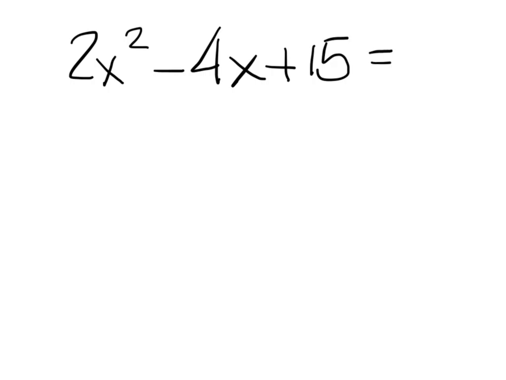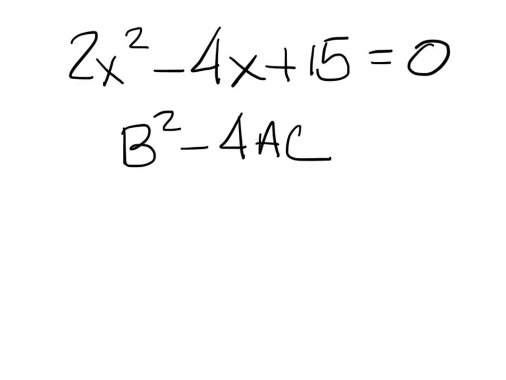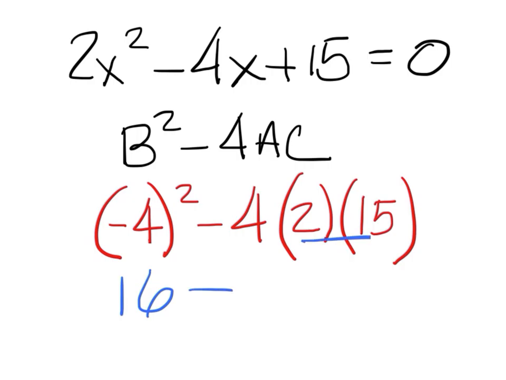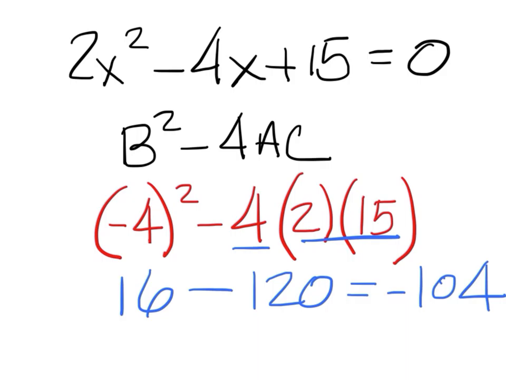Alright, here is another one, and this one is 2x squared minus 4x plus 15 equals 0. You have to use the discriminant to figure out how many solutions there are. What is b? Negative 4, and you have to square it. What is a? 2, and what is c? 15. So if we simplify, we get 16 minus 30 times 4, which is going to be 120, and that comes out to be a negative 104. How many solutions are there? None. And if that's the case, you just write no solution.